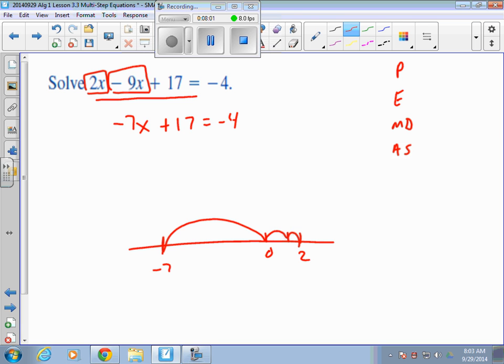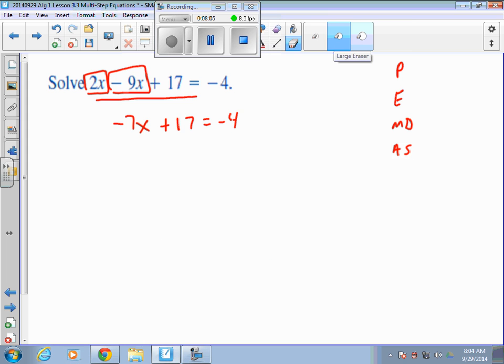You know you can't put negative 7x and positive 17 together because those are not like terms. So the left side is now simplified. The right side was already simplified, negative 4. You couldn't do anything with that.